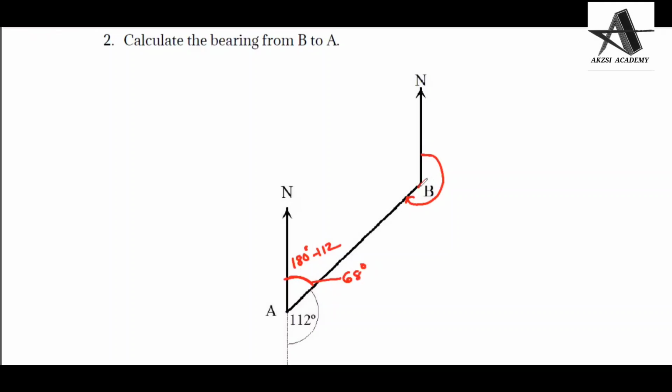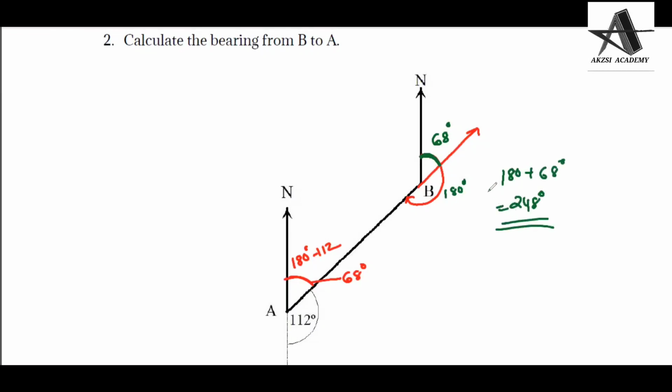Now if I extend this, I know the corresponding angles. If this is 68 degrees, that means this is also going to be 68 degrees. Two lines are parallel. This is a transversal. So this is also going to be 68 degrees. So this whole angle, this is 180 degrees. So 180 plus 68 degrees will give you 248 degrees.